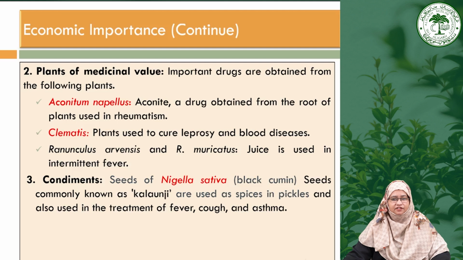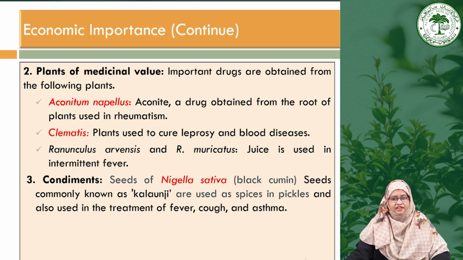The extraction of drugs from species like Aconitum napellus, which provides aconite for treating rheumatism, showcases how plants play a critical role in health care. Similarly, Clematis plants are integral in treating leprosy and various blood disorders, highlighting their therapeutic potential. Additionally, Ranunculus arvensis and Ranunculus muricatus are noted for their juice used in managing intermittent fever, which emphasizes the importance of understanding plant properties for medicinal application.